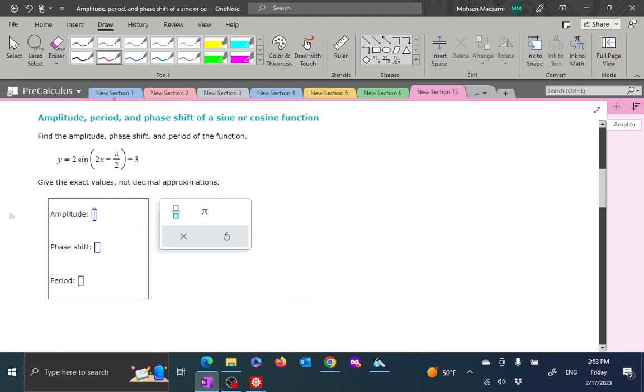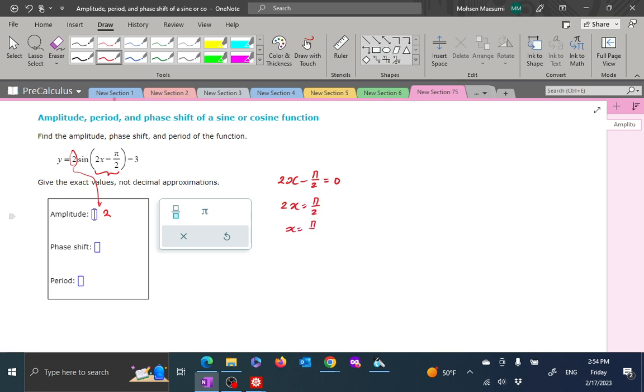So what is the amplitude here? Amplitude is this number. Amplitude is the absolute value of the 2, which is just 2. Phase shift, we said, the easiest way to remember this and avoid making mistakes on the signs is: 2x minus pi over 2, set it equal to 0. 2x is equal to pi over 2. So x is equal to pi over 4. That's the starting point of your picture, and that is what counts as phase shift.